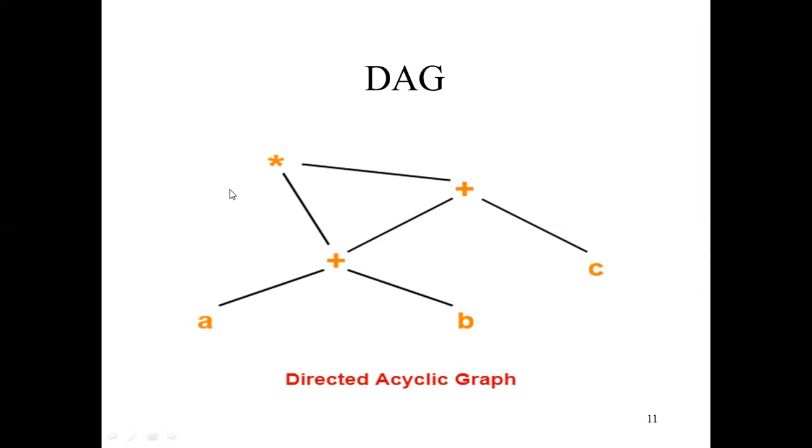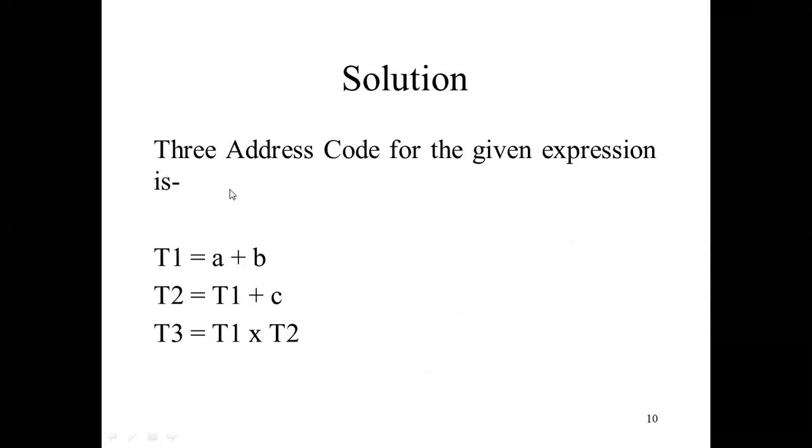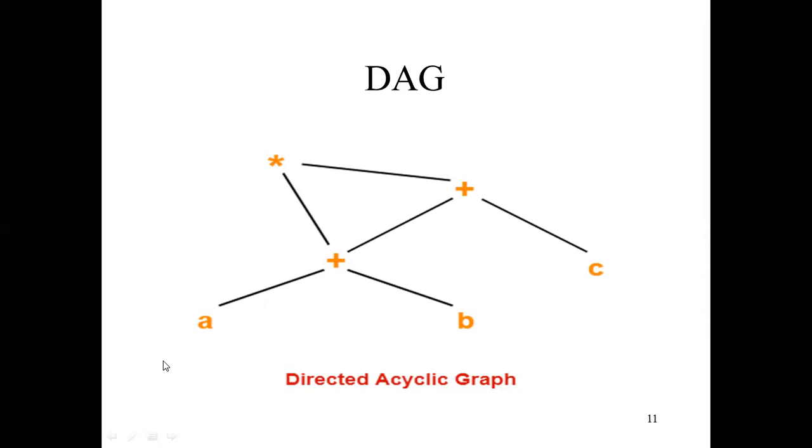In this multiplication you can see T3 is equal to T1 into T2, which means A plus B plus C multiplied by A plus B. This is the common one, A plus B. So we are going to multiply A plus B. Here we will get A plus B.